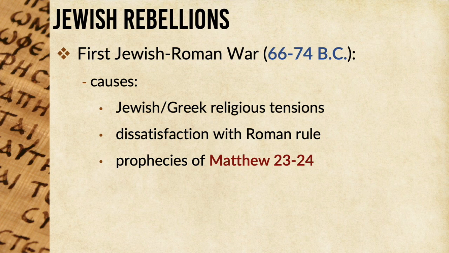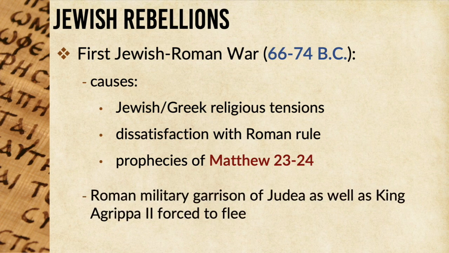So the Jewish-Roman war starts in 66 AD. The Roman military garrison of Judea, as well as King Agrippa II, we'll talk about him next Thursday night, are forced to flee.